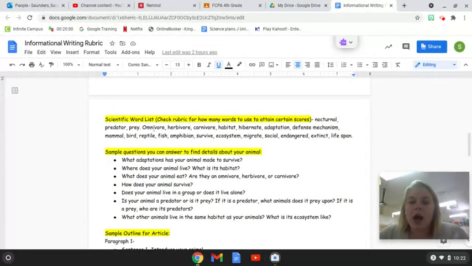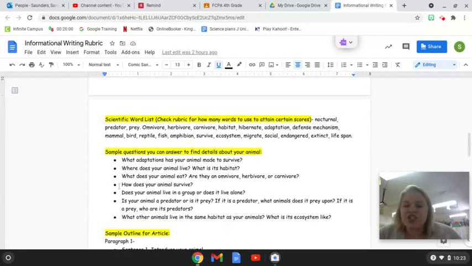Just like omnivore, herbivore, and carnivore. Your animal's going to be one of those. It's either going to be an omnivore, which eats plants and meat, an herbivore, which eats only plants, or a carnivore, which eats only meat. It's not going to be all 3, so you can only use one of those words. There are lots to choose from. In order to get the full points, you just need to use 5 of them.